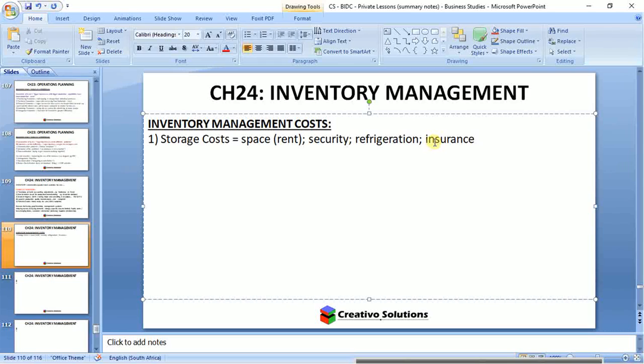Two, opportunity costs. This comes from economics. What does it mean? Do you remember? An opportunity cost. Something that you forgo, remember? Something that you lose out on.